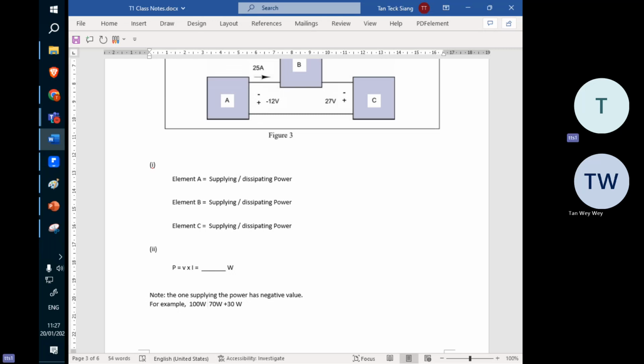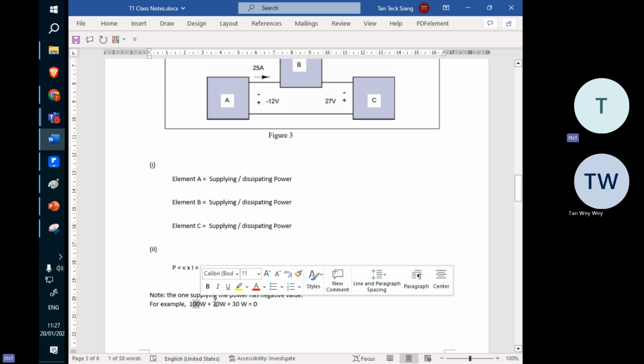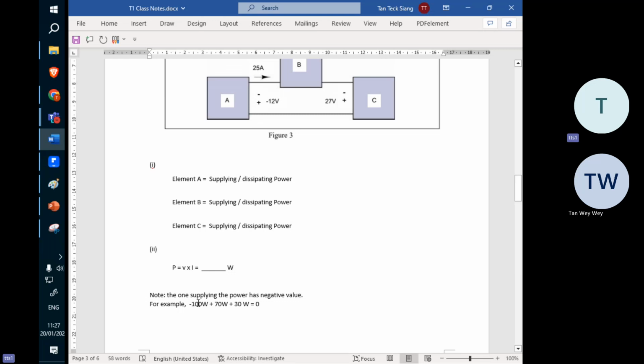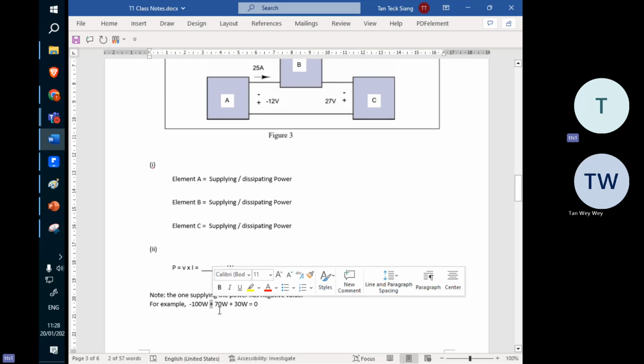Because based on the fundamental law of physics, the conservation of energy, the one supplying equals the ones receiving. There's no more than 100%. Eventually you'll get 0. The supply minus the take away should get to 0. So from here you can tell this one is supplying power because this one supplies to these two. These two add up to become 100 watts. And the one supplying should have a negative value. The one consuming has a positive value.